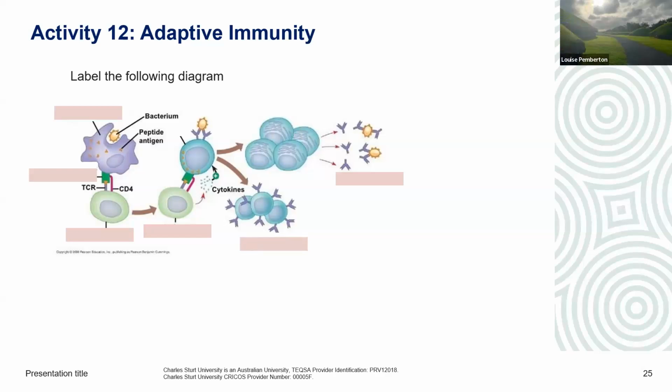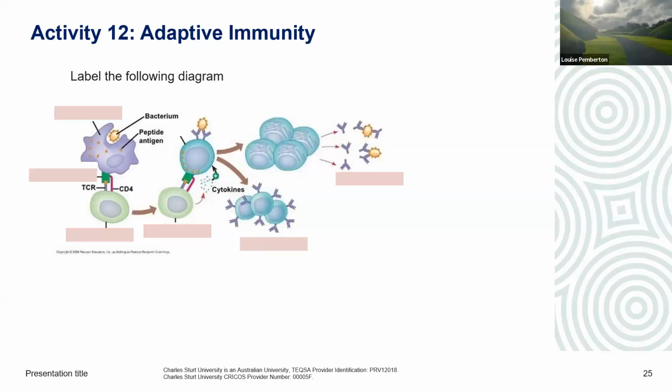So what might we put into this box here? Put in that it's an antigen presenting cell, and I'd even accept macrophage or dendritic cell. But you can see it's phagocytosing a bacterium and breaking it down. What's this green block here indicating?